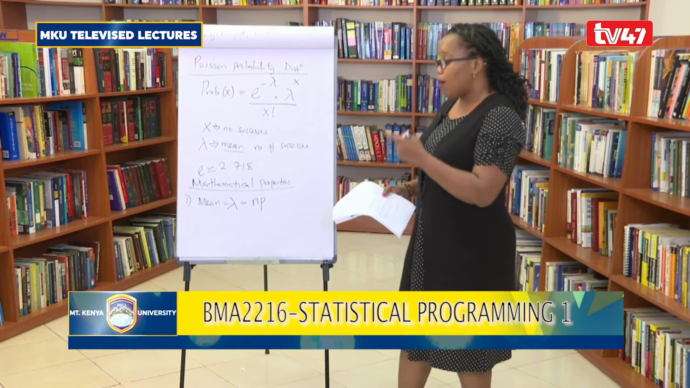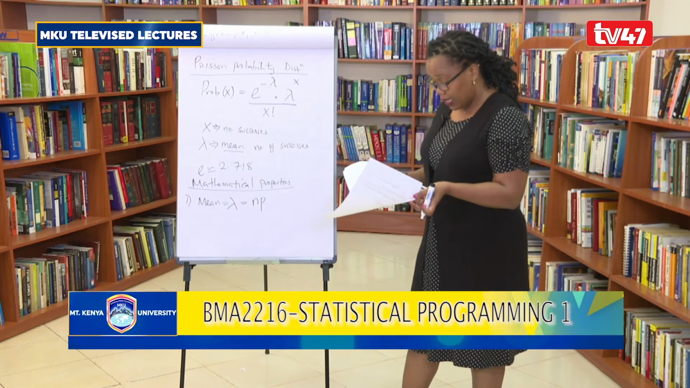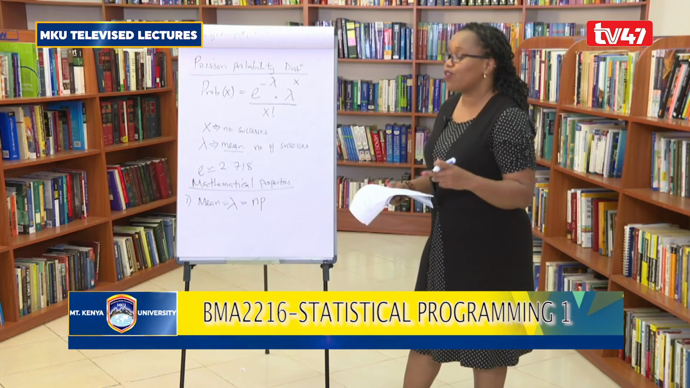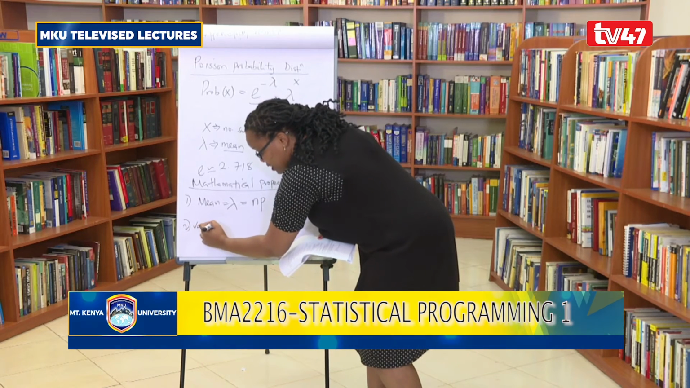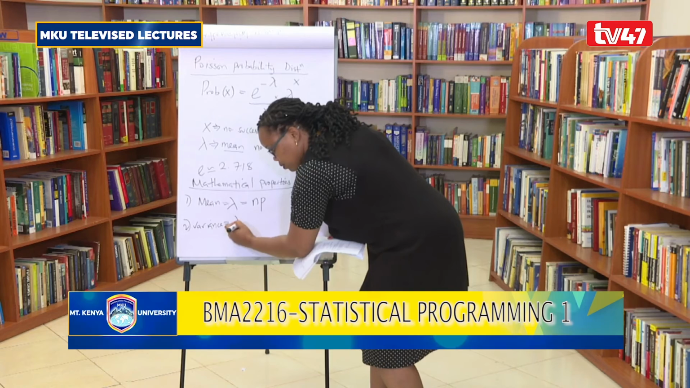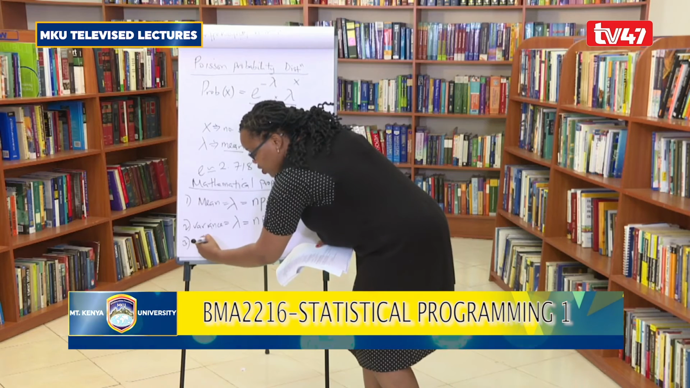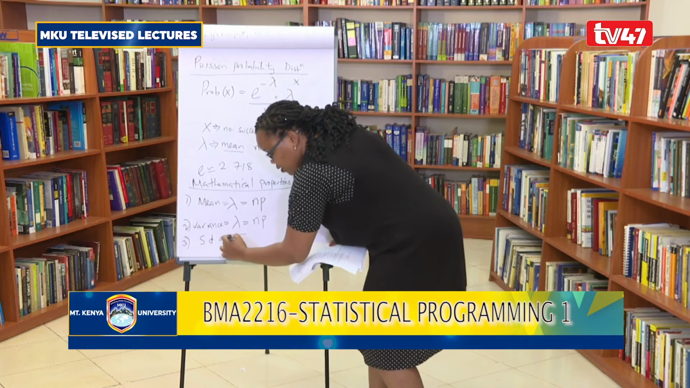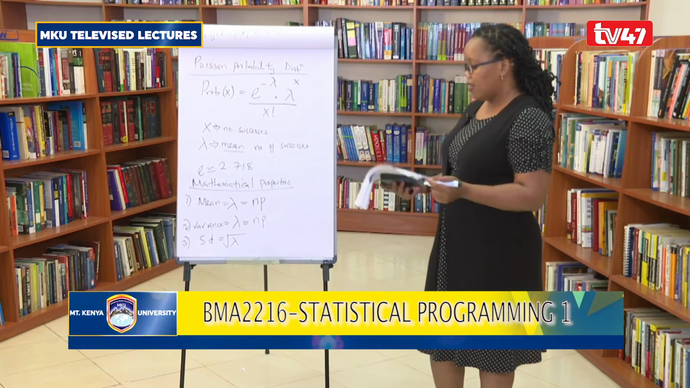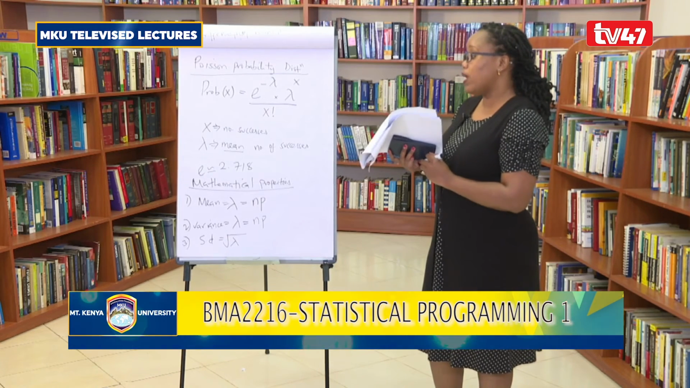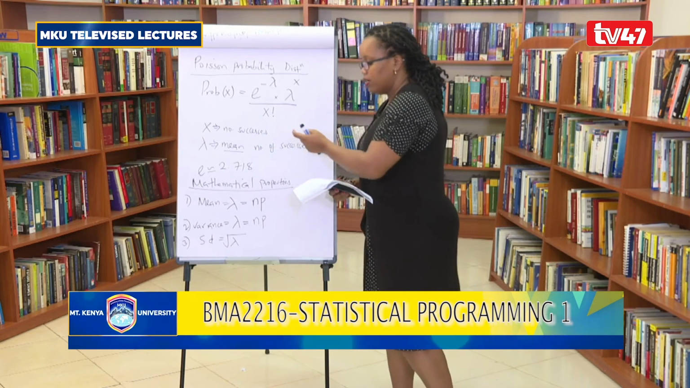Now the unique thing about this distribution is that once you calculate the mean, you have also calculated the variance. So what does that mean? Variance is also the same as lambda, which is n times P. So that makes our standard deviation the square root of lambda. In any question that you're given, the first thing to calculate in order to proceed is the mean number of successes.